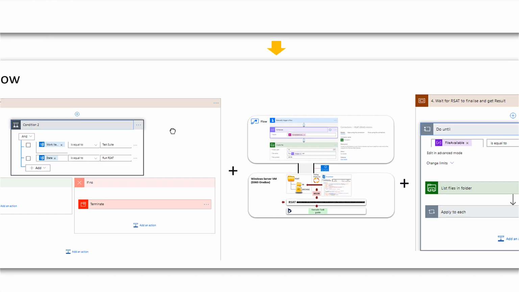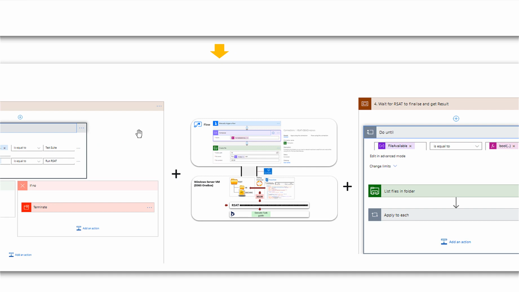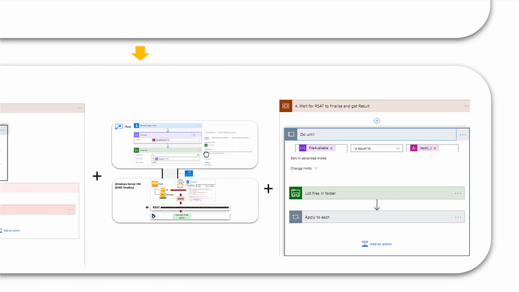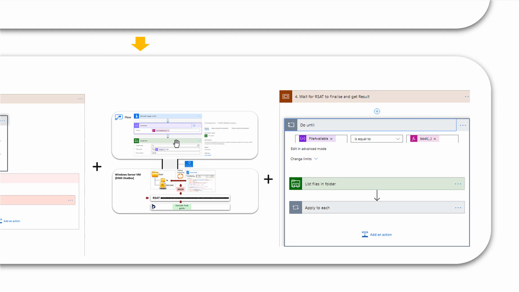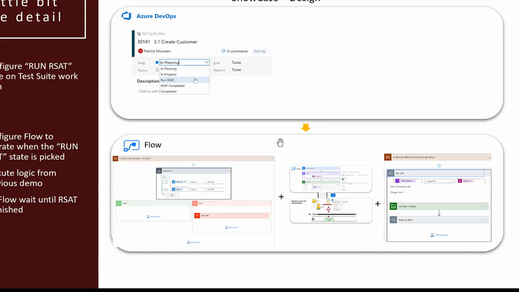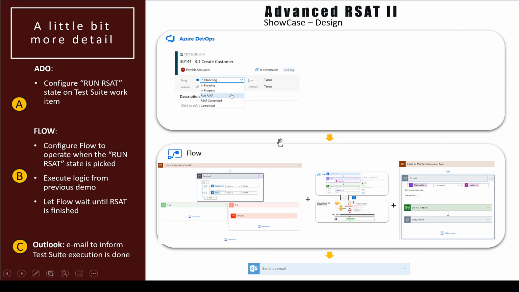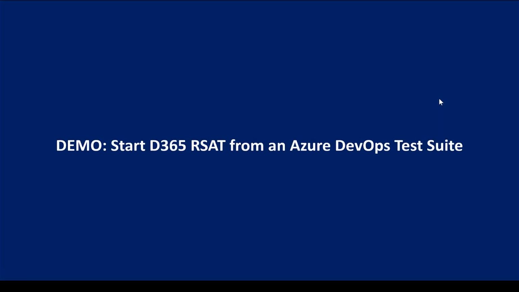Then we'll reuse the connector that we have built in the previous blog post, basically to kick off RSAT, and then we'll wait for the final log file from RSAT to drop into our archive folder. And once that's done, we'll send an email to notify the user that RSAT is finished, and we'll attach the log files from the RSAT run to the email. So let's see all of this in action.